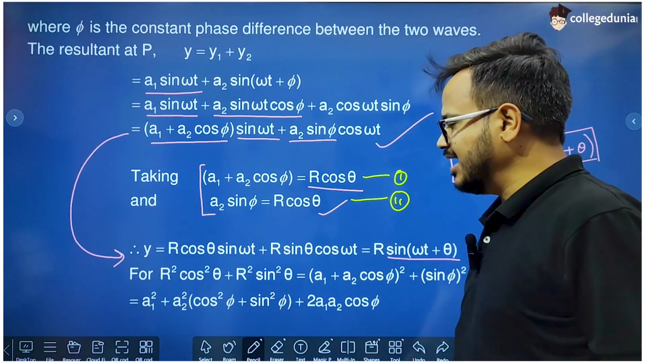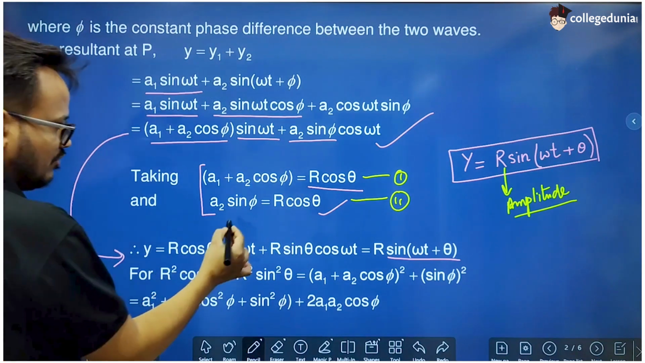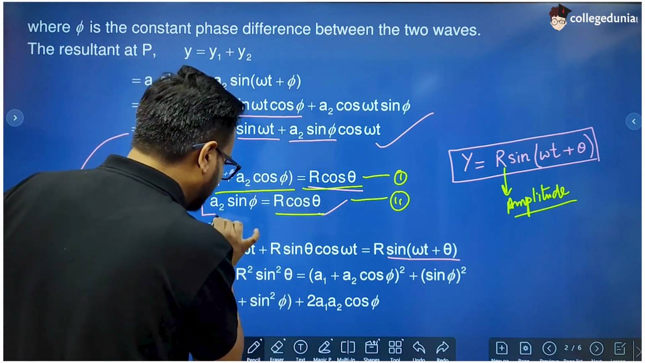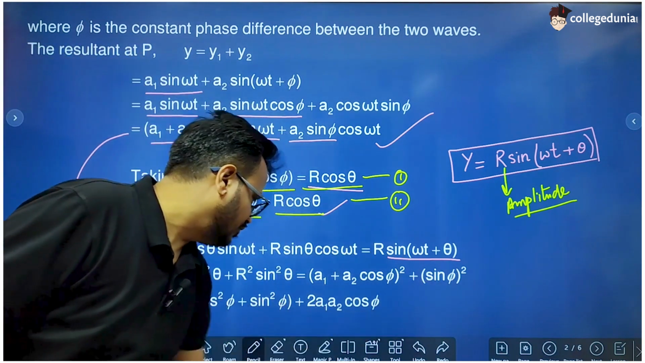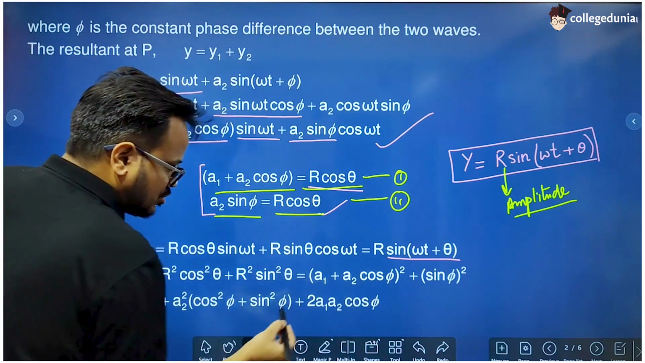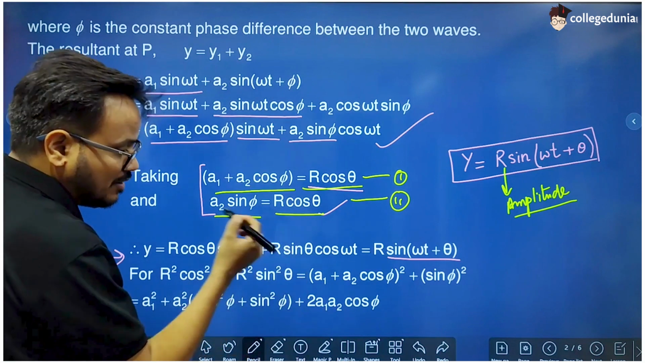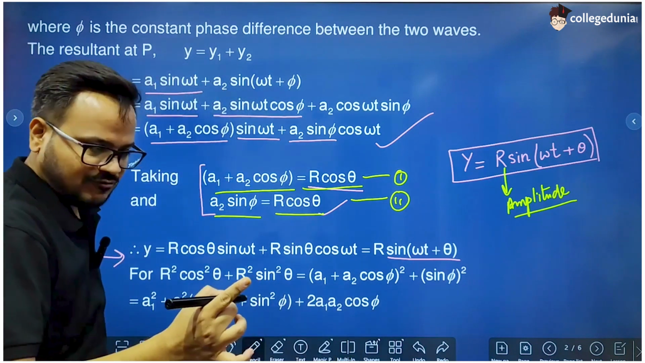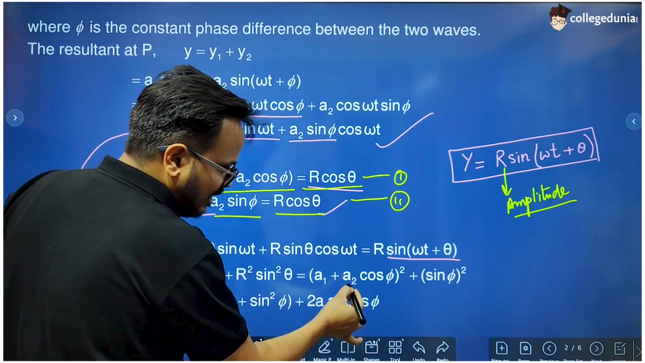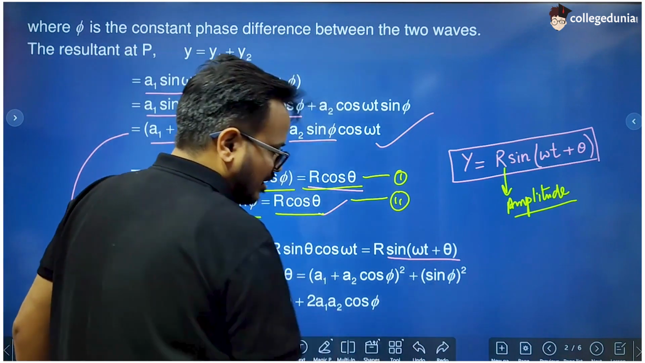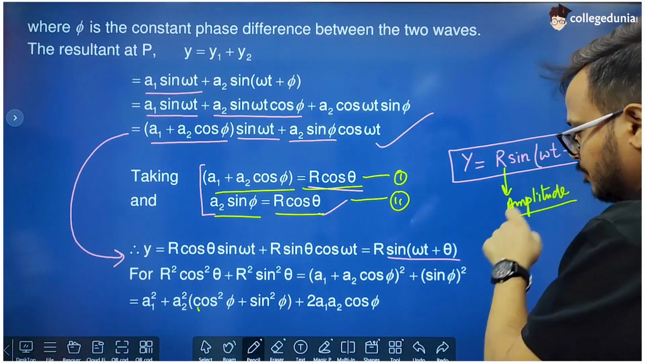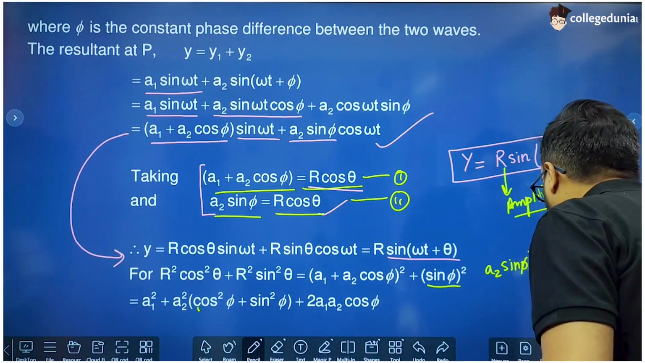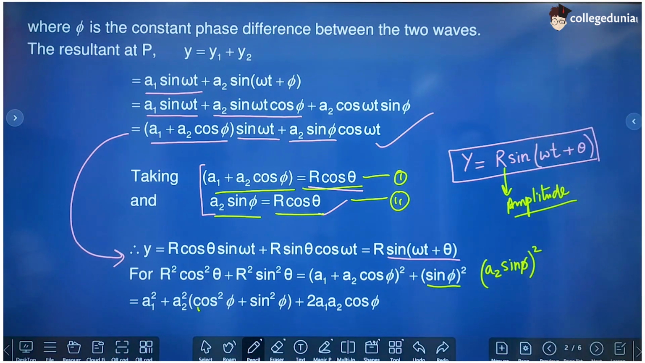If we square and add these two equations, what we will get? We will get r square cos square theta plus r square sin square theta equal to the square of this plus the square of this. Now a plus b whole square is a square plus b square plus 2ab. So a square plus b square is a2 square cos square phi, and 2ab is 2 into a1 a2 cos phi. But this was not sin phi, this is a2 sin phi, so this is the square of a2 sin phi.